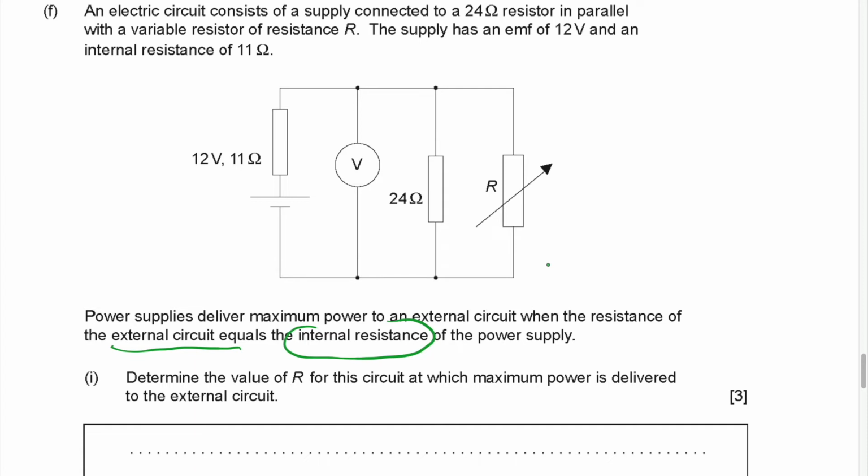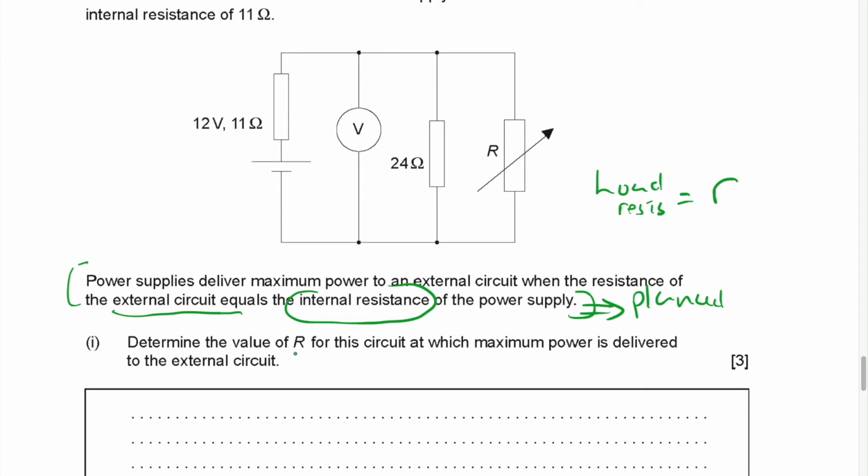So this might be a little bit off the topic, but the conclusion here is very useful if you are planning to learn some advanced topics. So when the load resistance is equal to internal resistance, the circuit will have maximum power.